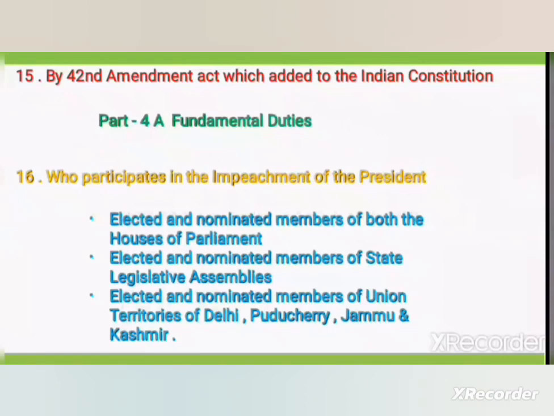Next, who participates in the impeachment of the President? Elected and nominated members of both the Houses of Parliament, elected and nominated members of state legislative assemblies, elected and nominated members of Union Territories of Delhi, Puducherry, Jammu and Kashmir. Here, in the election of the President, only elected members participate. In impeachment of the President, elected and nominated members participate. So far, no President has been impeached.